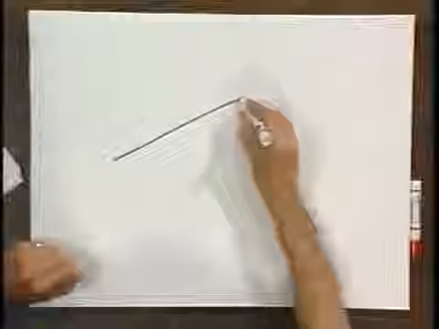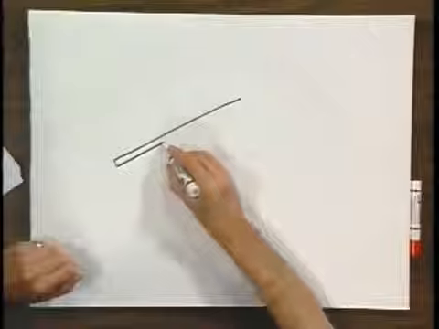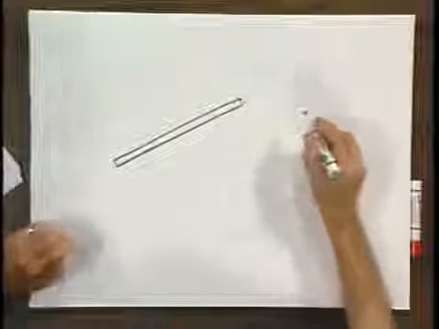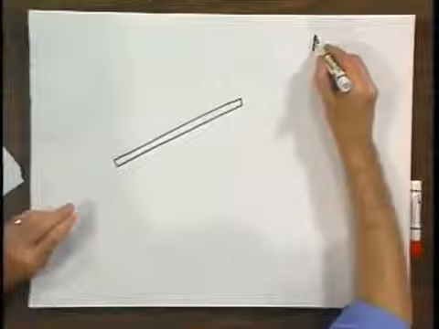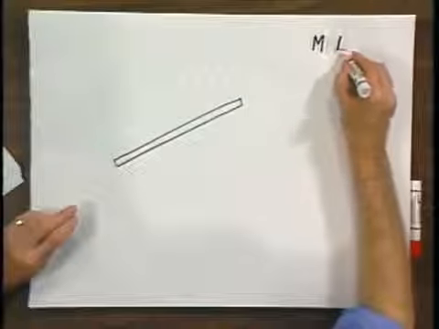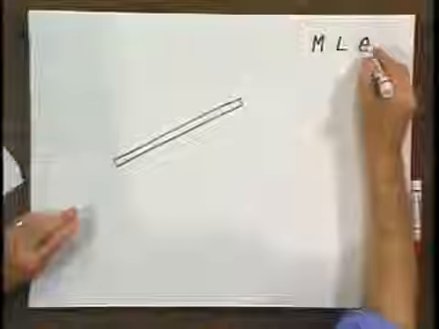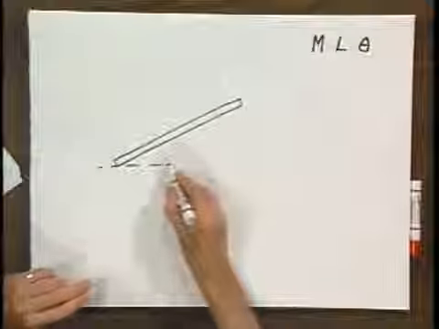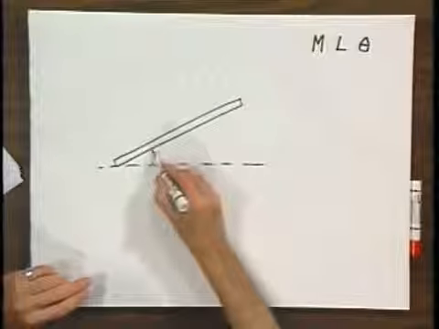Let's do a simple example. You have a bar resting on the floor, there's friction, and the bar is held up with a massless string. So here is that bar, uniform mass distribution. The mass of the bar is capital M, the length of the bar is L, and it makes an angle theta with the table, horizontal table.